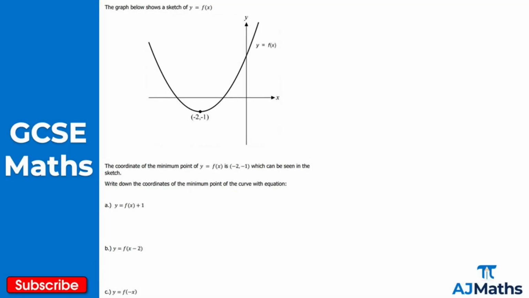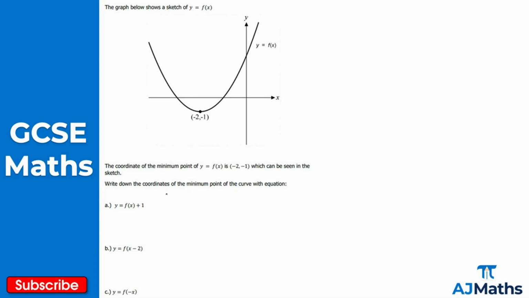In this video, we're going to take a look at transformations of graphs. Now, what I've got here is a graph which shows a sketch of y equals f of x. For y equals f of x, we have a minimum point at -2, -1, and we can see that again on our diagram. And what I want to do here is write down the coordinates of the minimum point for the following equation. So y equals f of x plus 1.